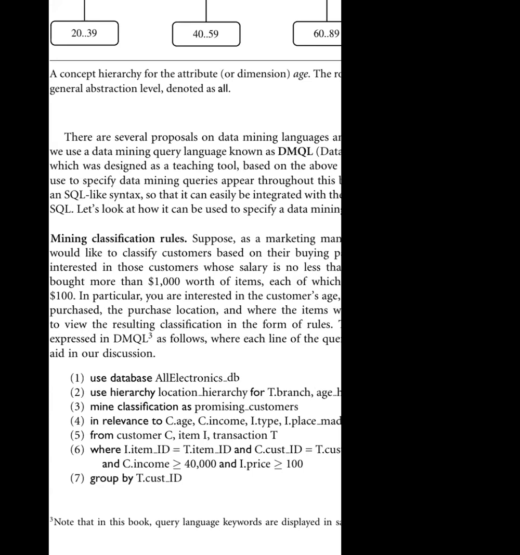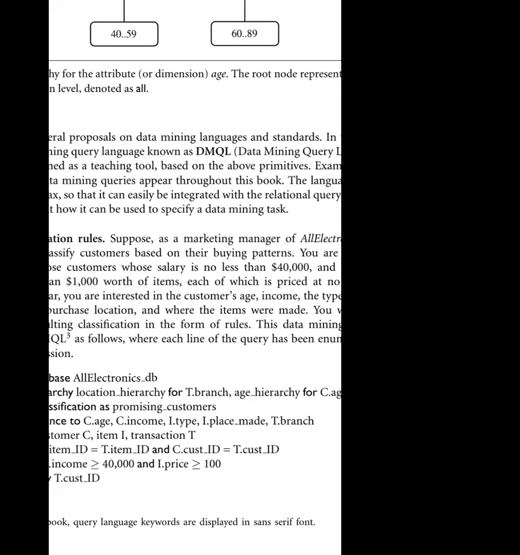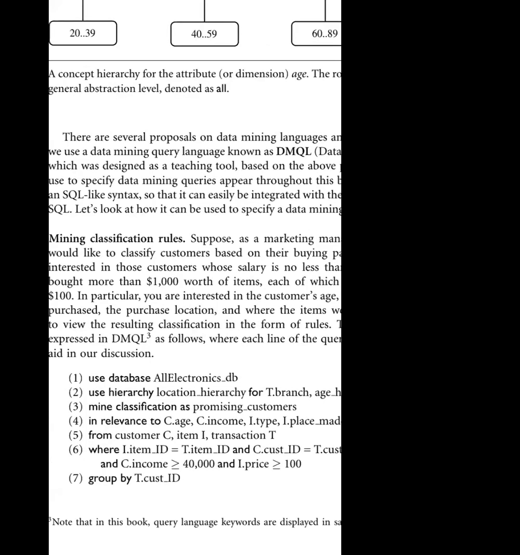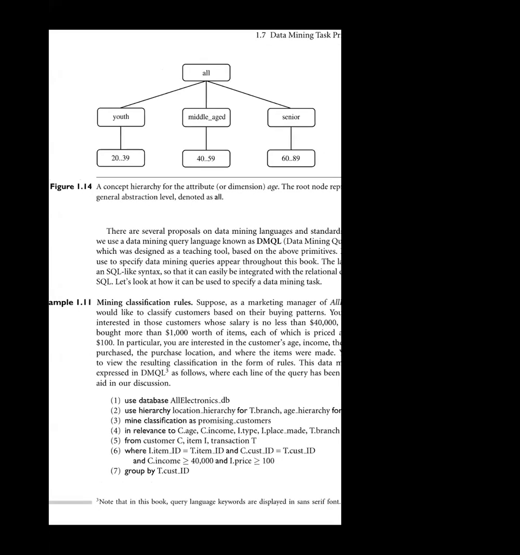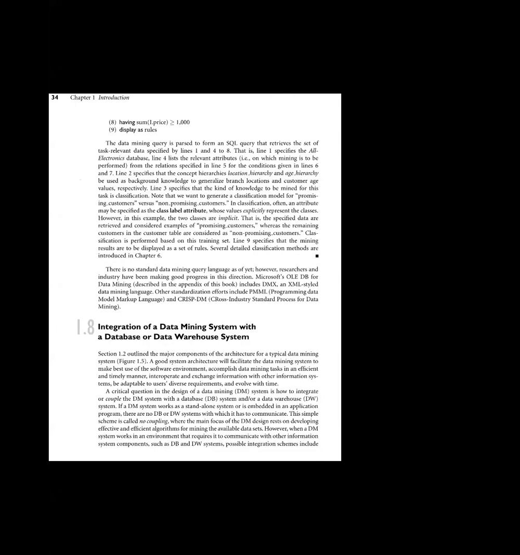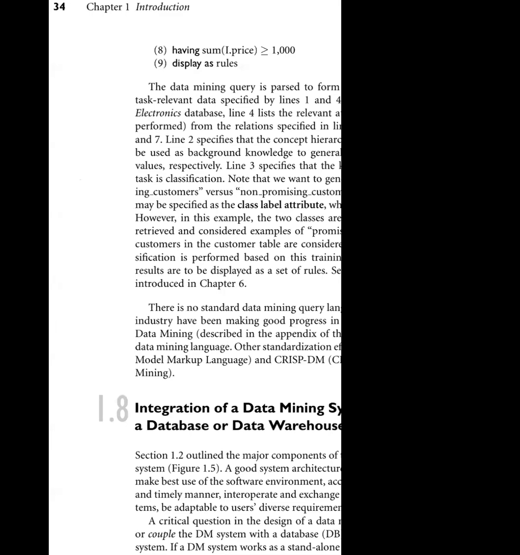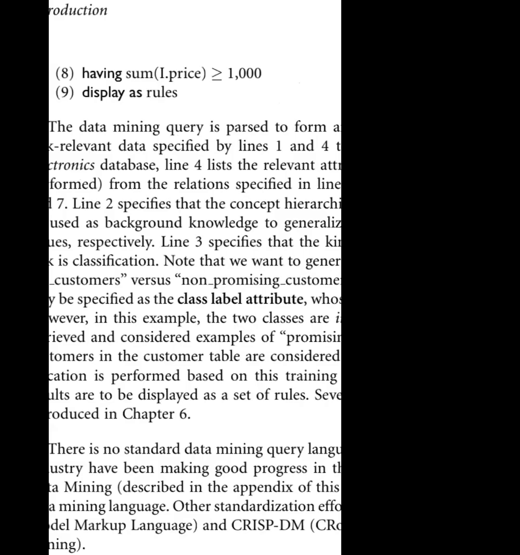Here you can specify the condition with the where clause: I dot item ID is equal to T dot item ID, and C dot customer ID is equal to T dot customer ID. Both are equal. And then C dot income is greater than 40,000 and I dot price is greater than 100 rupees. This is the way you can represent the data mining query language: group by T dot customer ID, having the sum of I dot price greater than 1,000.